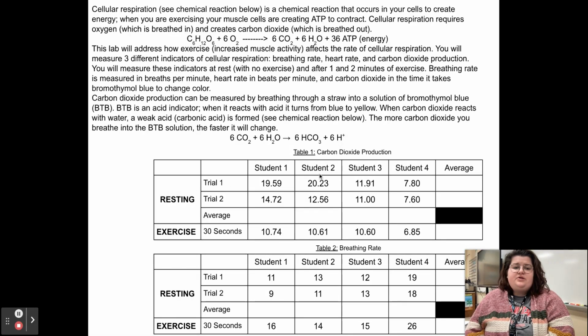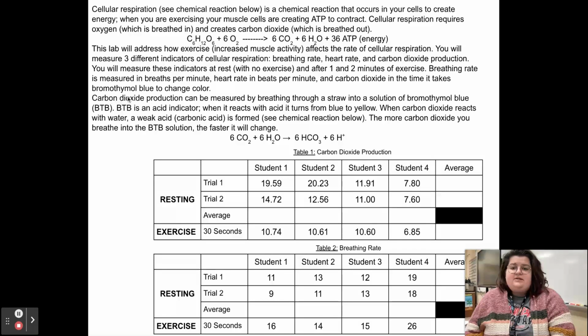Up here is our carbon dioxide production. Down here is our breathing rate, so number of breaths per minute. Up here is how long it took us to change the BTB from a blue to a yellow-greenish color. Remember, what we were looking at in the BTB was carbon dioxide production.